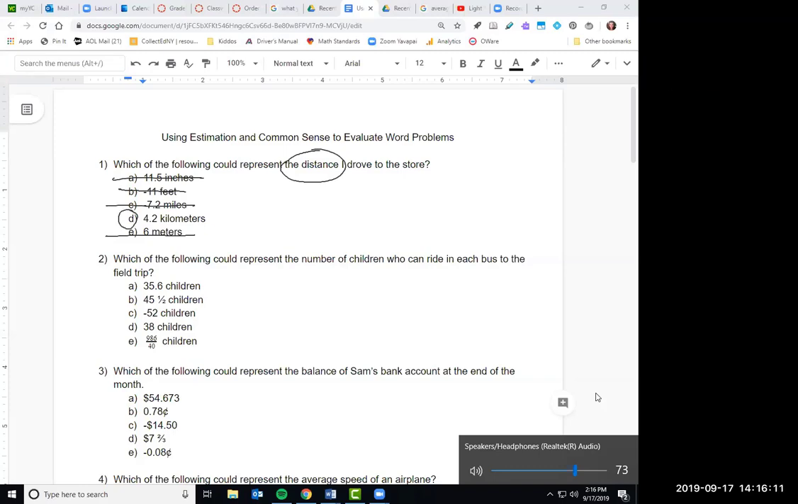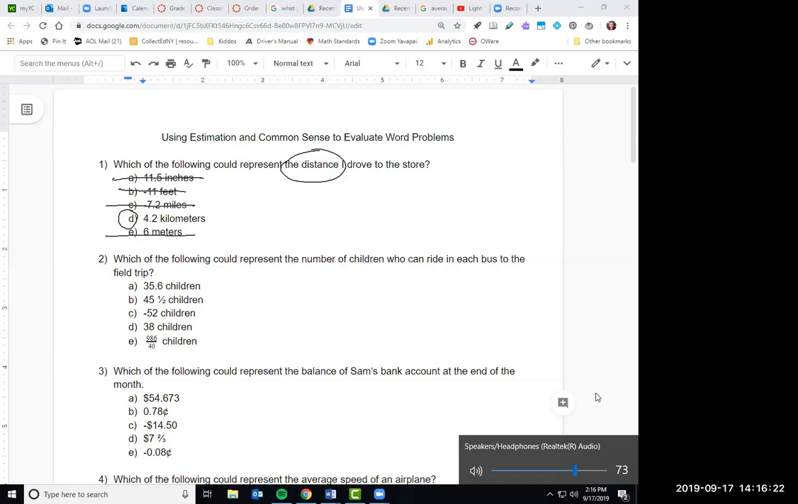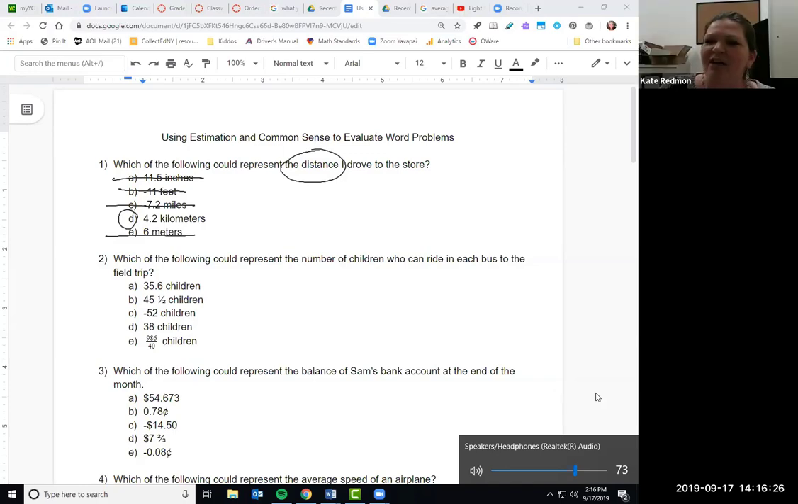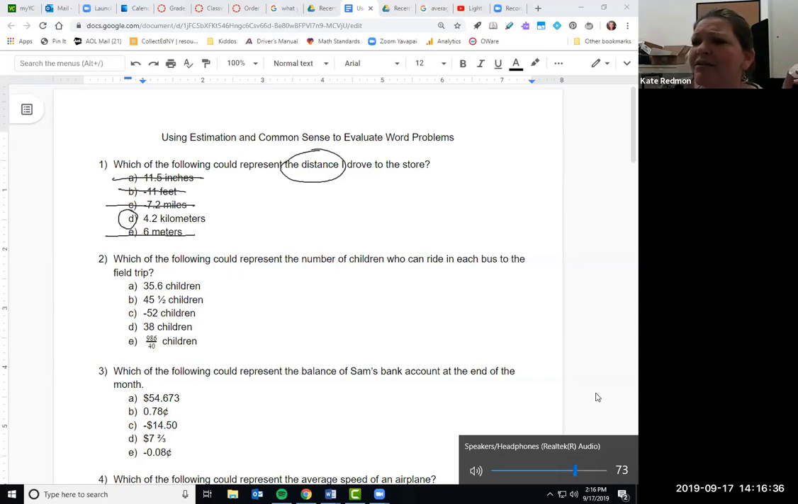Easy, right? Super easy. First few are just like this. So then let's look at number 2. Which of the following could represent the number of children who can ride in each bus to the field trip? Yeah, thank you. David, why are you laughing? Tell me why you're laughing, sir. You can't have 3.5 or 35.6 children. How come I can't have 35.6 children?